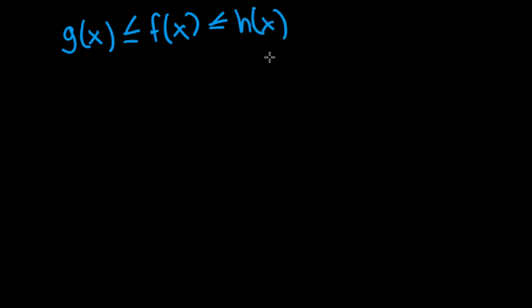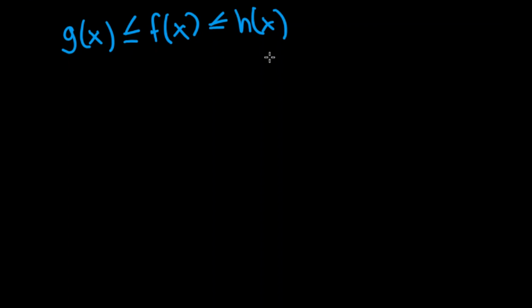So we know that squeeze theorem tells us that when we have two known functions, we'll say we have g of x, and g of x is less than or equal to some other function, we'll say f of x. And we also know that f of x is less than or equal to another function. Let's say this one is h of x.